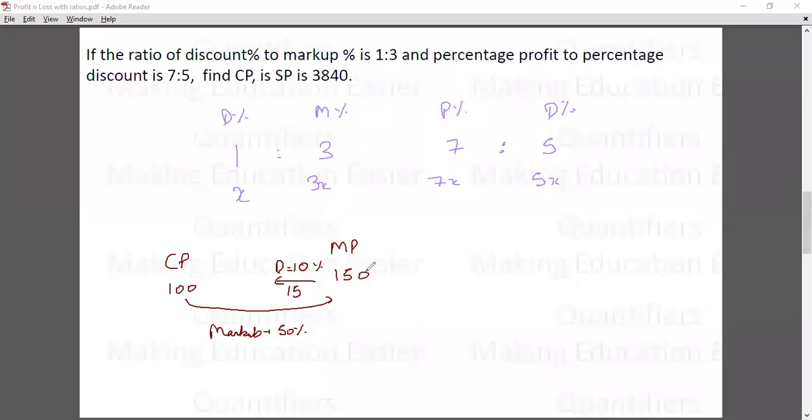So, if discount is 15, market price is 150, what is left? Selling price is 135. So, if selling price is 135, what is profit percent? Profit percent is 35%. Now, why am I doing this? I need to understand what is the relation between profit percent, markup percent and discount percent.